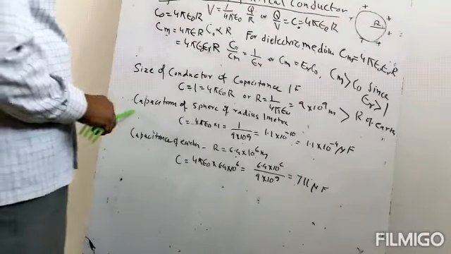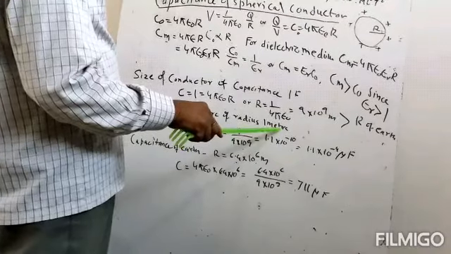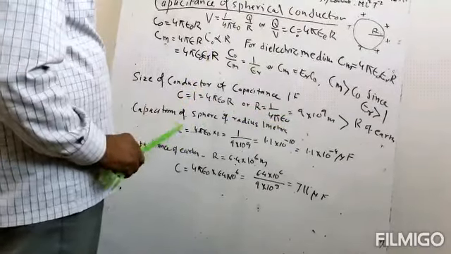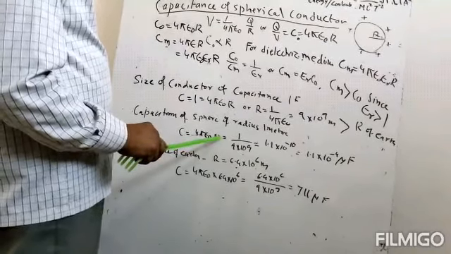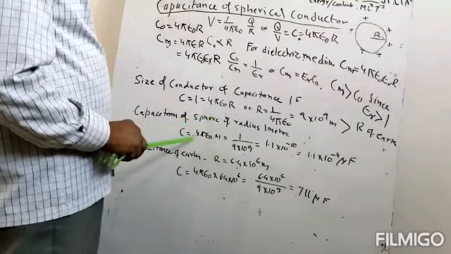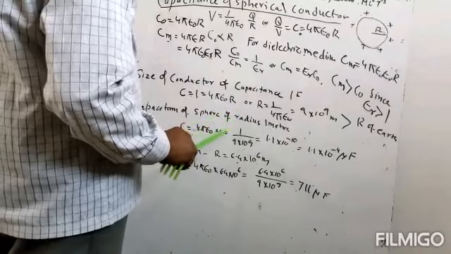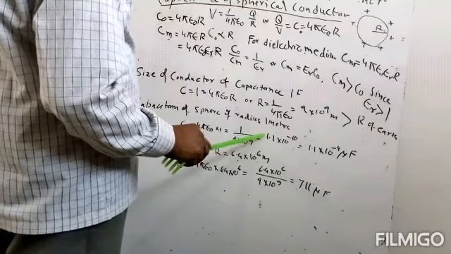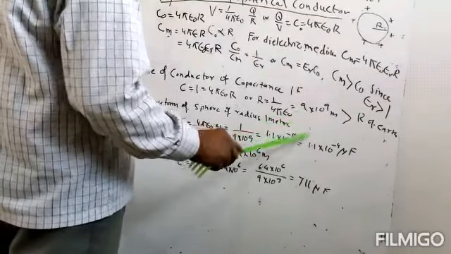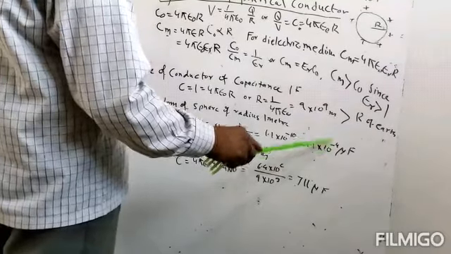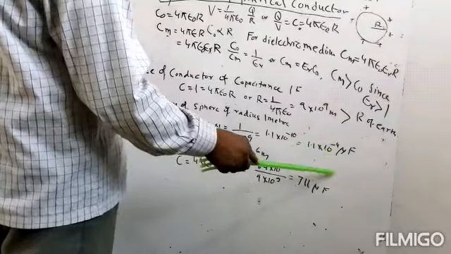Now capacitance of a sphere whose radius is 1 meter. If its radius is 1 meter, then what will be the capacitance? Capacitance will be equal to 4 pi epsilon 0 r, and r is equal to 1 meter. So this will be equal to 4 pi epsilon 0, and it will be equal to 1 by 9 into 10 raised to power 9. This will be equal to 1.1 into 10 raised to minus 10 farad, which is equal to 1.1 into 10 raised to minus 4 microfarad. So this capacitance is also very less.